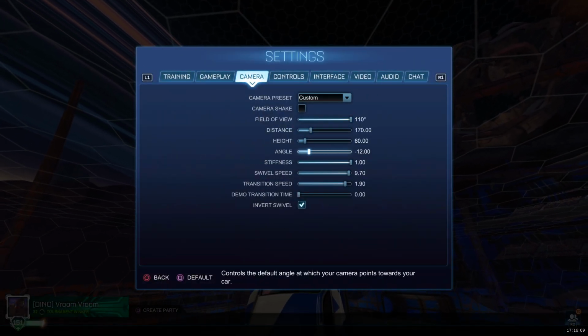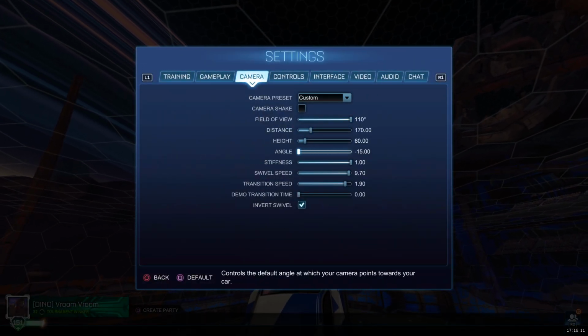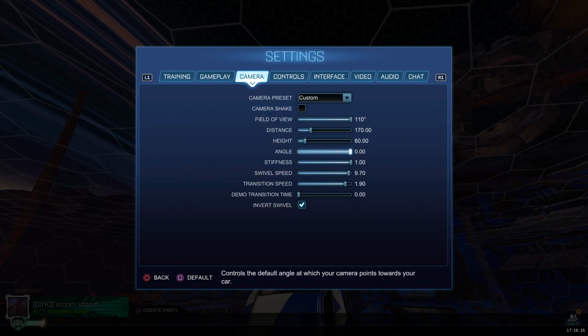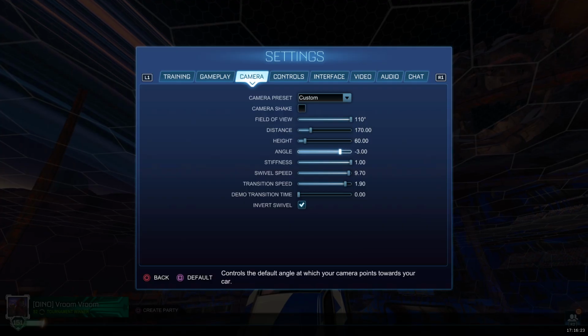-15 will allow you to see more forwards, right? Allows you to see what's going on in front of you a bit better. Having it lower is going to make it so that you see more upwards, up to the sky. I probably wouldn't recommend 0. You want to see slightly what's in front of you.